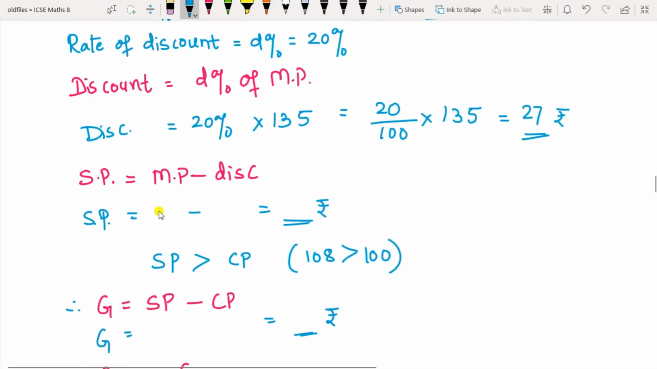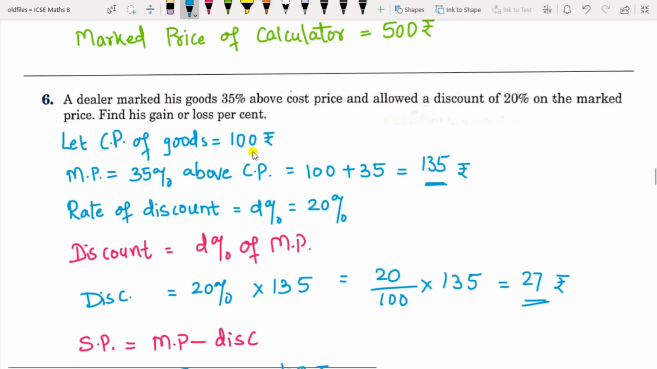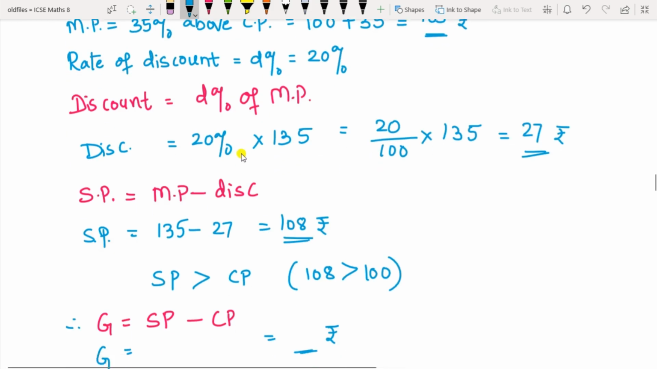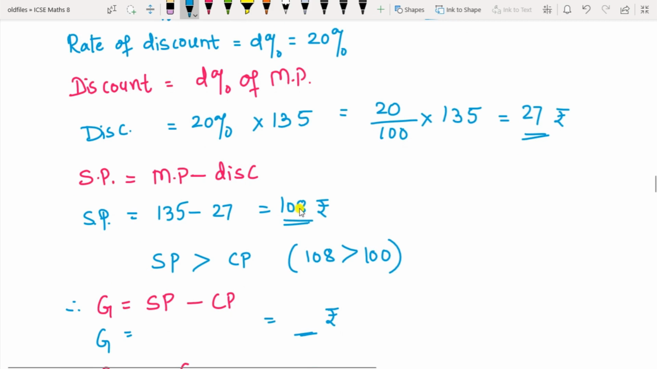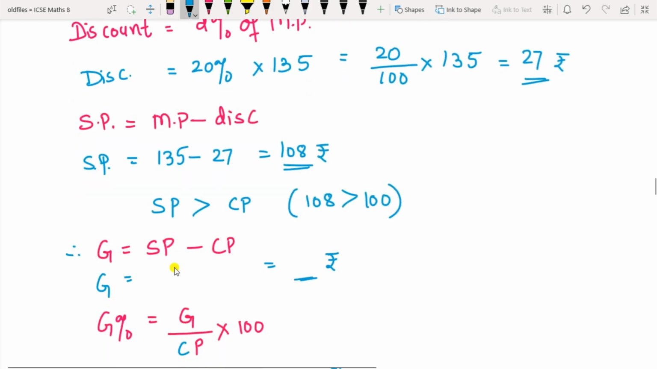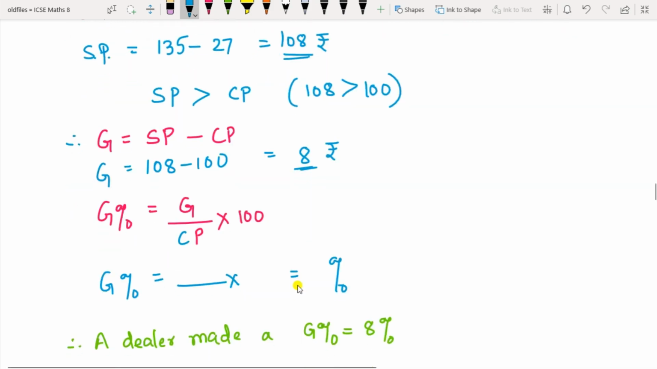Now for how much is he going to sell it? So MP is 135 and discount here is 27. So reducing this discount from MP, you get 108. So for 108 he is going to sell when his cost price was 100 rupees for the goods that he has bought. Okay, so CP is 100 here and SP we got as 108. So SP is greater than CP here. So he will have a gain. So gain of 108 minus 100 is 8 rupees. Gain of 8 rupees he has made, right?